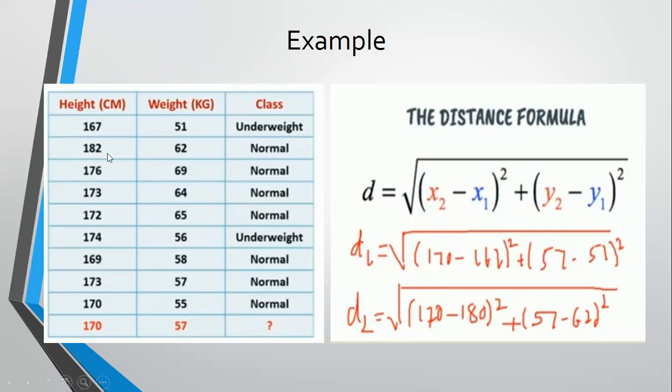Say height and weight, two attributes we have, and one class label here. Since this is supervised learning, we will use a labeled data set. This is the meaning of a labeled data set. The height and weight of a person have been given. Based on this, the class label has been given as underweight or normal. So two classes we are using here.